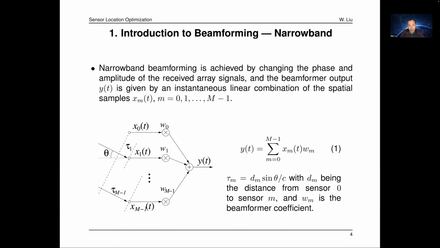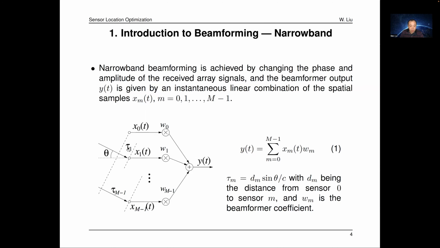Now for beamforming, for the narrowband case, narrowband beamforming is achieved by changing the phase and amplitude of the received array signals. So you see this structure, this figure. We used a linear array as an example. In total, we have big M sensors, and each sensor has a received signal: x0(t), x1(t), and so on. For this narrowband beamformer, each received signal, like x0(t), is multiplied by a coefficient w0, which is complex valued, so it's changing the phase and amplitude of x0(t). So you have w0, w1, and so on. So this beamformer output y(t) is an instantaneous linear combination of the received sensor signals. Instantaneous linear combination means there's no time delay involved. So it's different from the wideband case.